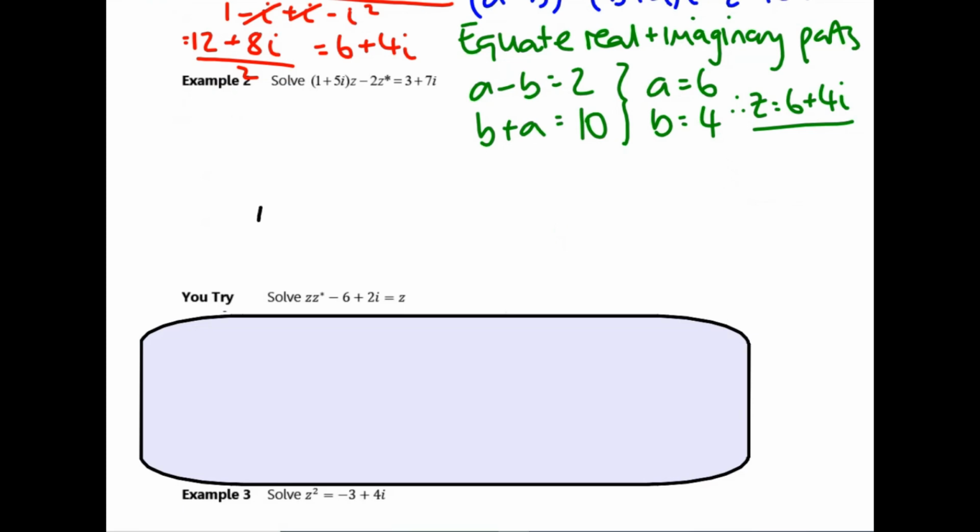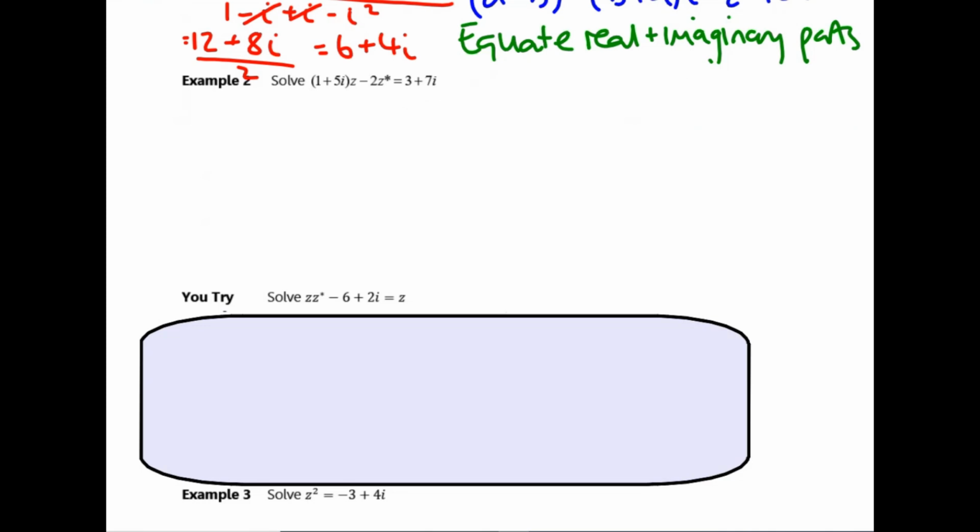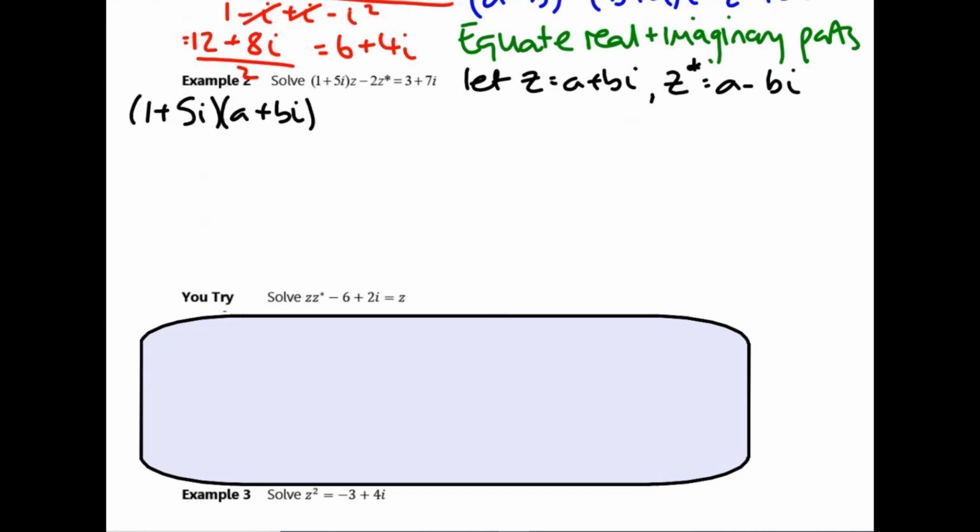So in example 2, the difference is we've got a z star in there. But remember that z star is the conjugate. I can't solve this with method 1. I can't rearrange to make z the subject because I've got z and z star. There's no way of writing one in terms of the other. But if I let z equal a plus bi, z star, remember, is the conjugate, which is a minus bi. So I can substitute these in. 1 plus 5i minus 2(a minus bi).